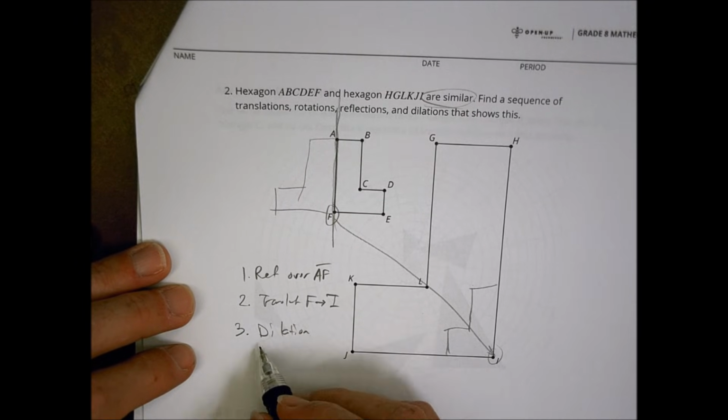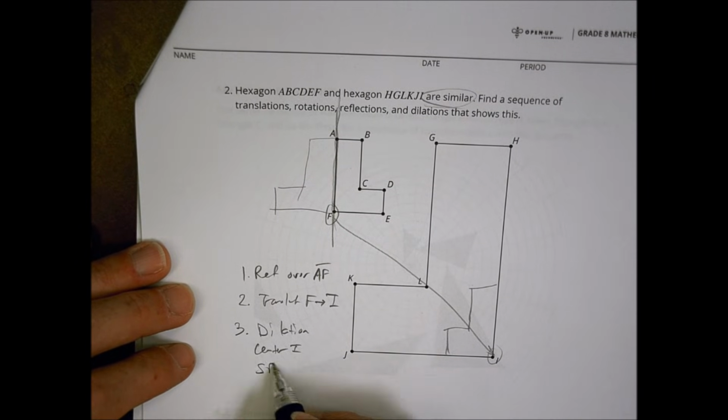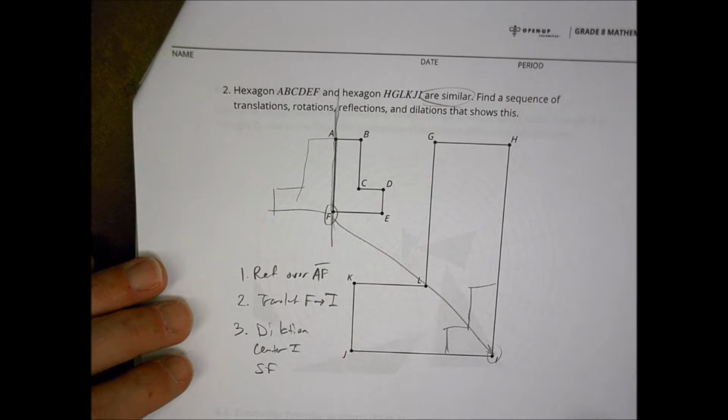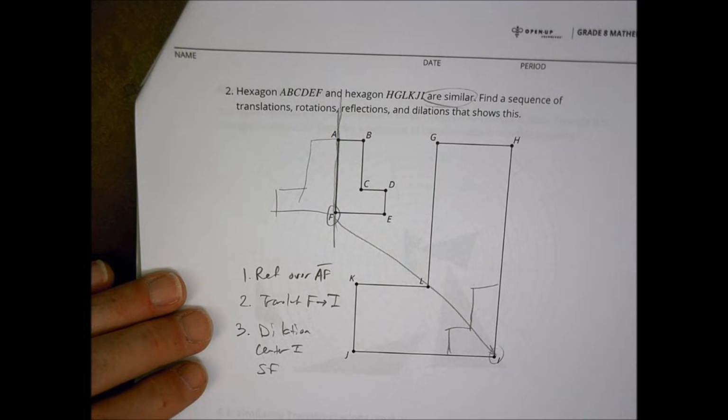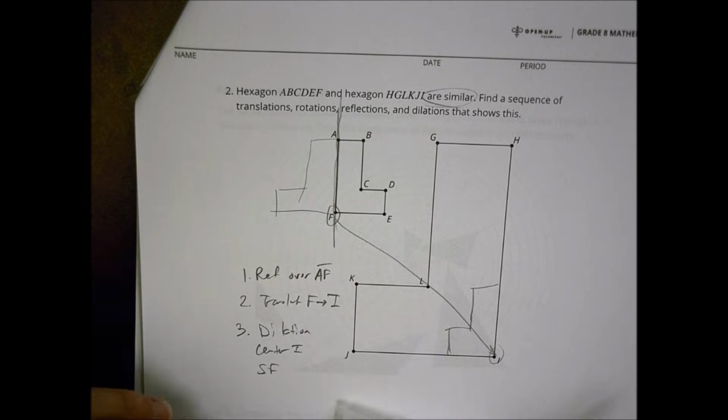So we want to have a dilation. Our center, in our case here, we make our center be I. And our dilation, we're talking about our scale factor to go from one to the other. That's where you need to come back and do a little bit of measurement to say, well, how did I get from one to the other?